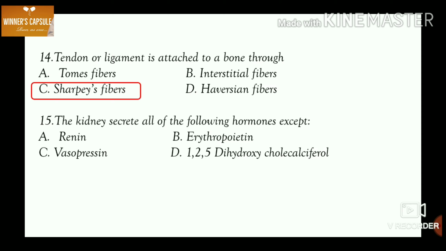15th one, the kidney secretes all of the following hormones except A. renin, B. erythropoietin, C. vasopressin and D. 1,25-dihydroxycholecalciferol. Answer is option C, vasopressin. ADH or vasopressin is secreted in the supraoptic nucleus of the hypothalamus and released from the posterior pituitary. So the kidney secretes hormones like renin, erythropoietin, and 1,25-dihydroxycholecalciferol. Vasopressin is secreted by the hypothalamus.